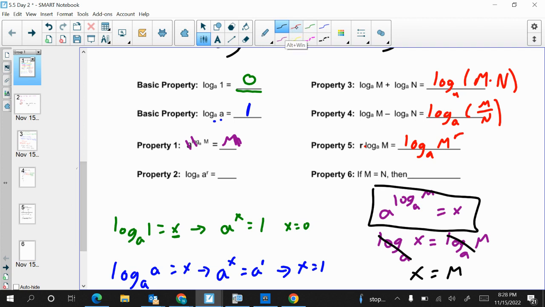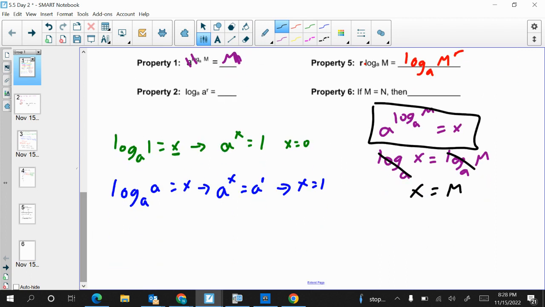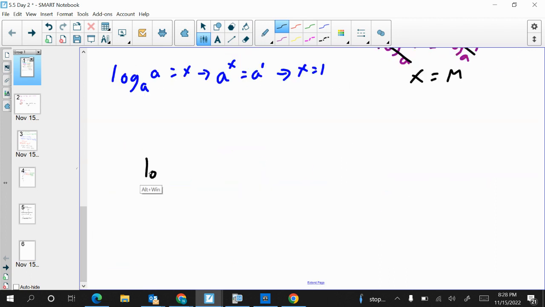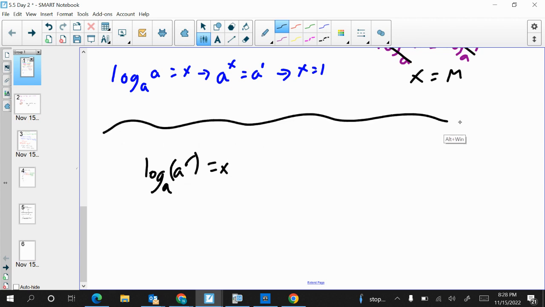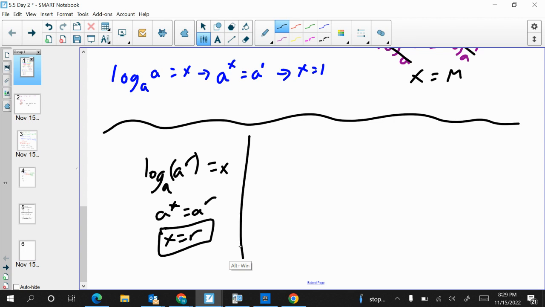All right. And that's what we're going to do here in number 2. I'll show it honestly 3 different ways here. So log base a of a to the r. So I'll stay consistent with what I've done so far. These are parentheses around here. We're going to set that equal to x. Okay, so that means that it's a to the x equals a to the r. So my bases are the same, so x must equal r. Okay, that's one way to do it.